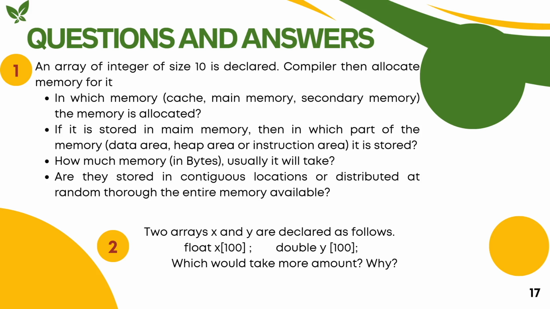The third question is, how much memory would be allocated for this array? As you know, it is an integer array of size 10. If your compiler reserves 4 bytes for every element, then it is going to cost 4 into 10, which is 40 bytes. And will it be stored in contiguous locations or distributed at random locations in memory? We know for sure, by definition, array elements are stored in contiguous memory locations.